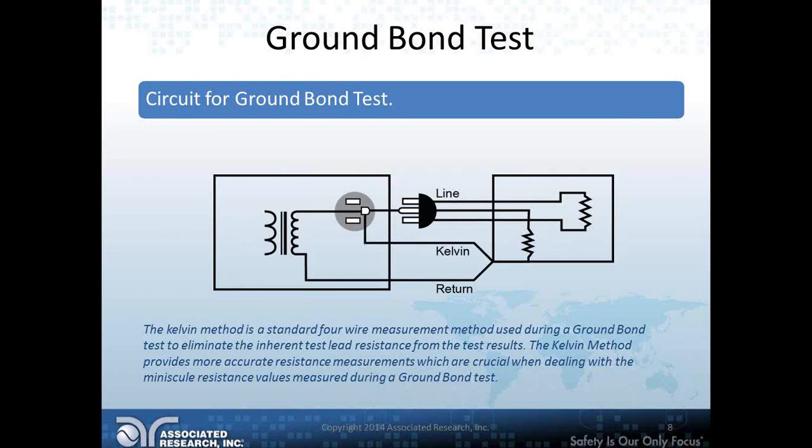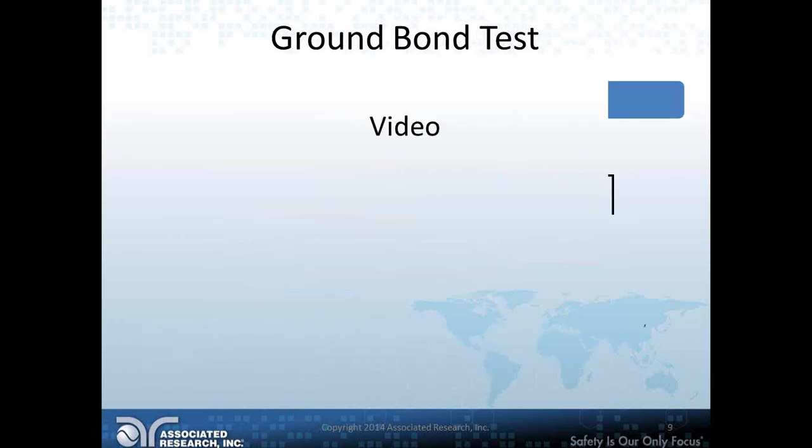The reason for this is that for a ground circuit to be effective, any manufacturer would want their product's ground circuit to be of low enough impedance that it is capable of handling all that fault current and routing it to the ground. So this is what a ground bond test would look like in terms of its circuit.